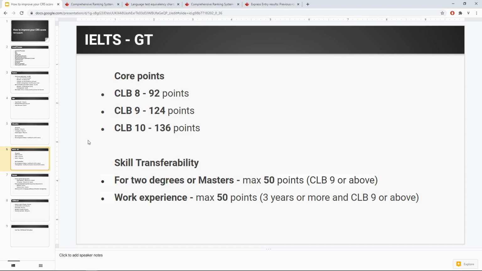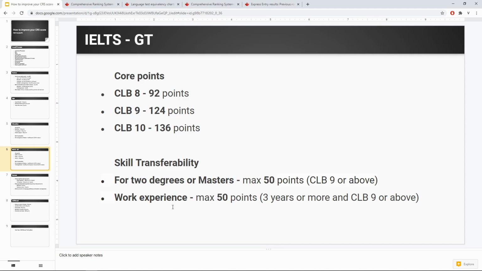You will also get skill transferability points. So let's say if you have 2 degrees, a bachelor's degree and a postgraduate diploma, or if you have a master's degree, then you will get a maximum 50 points. But there is a condition. You need CLB level 9 or above in your language proficiency to get those 50 points. If you have less score or if you have only bachelor's degree, then you will only get 25 points.